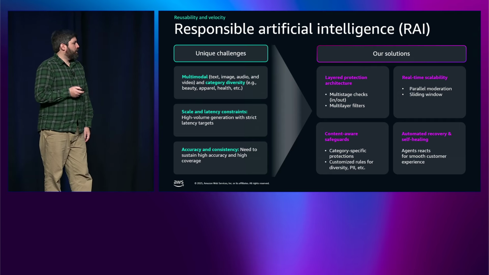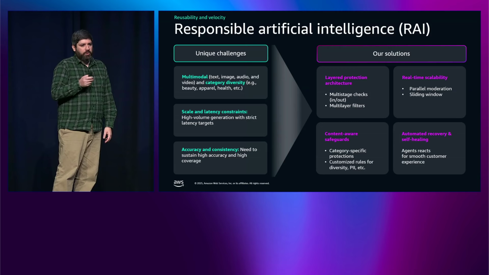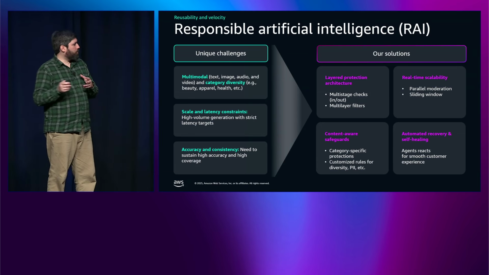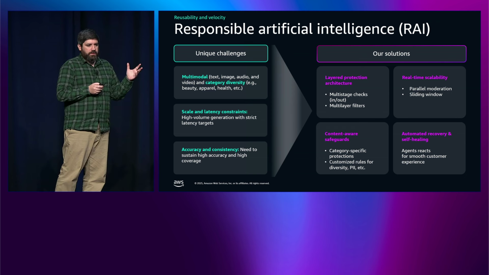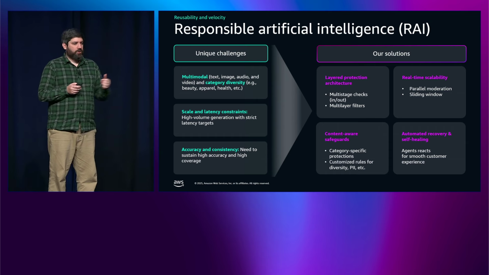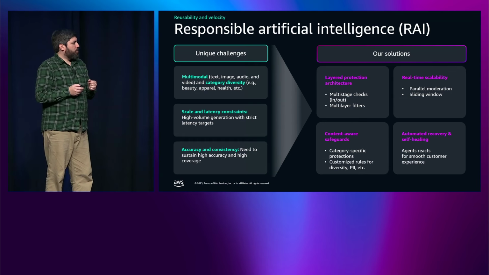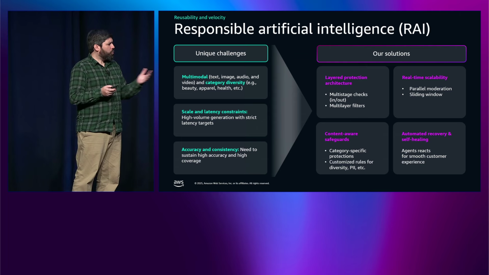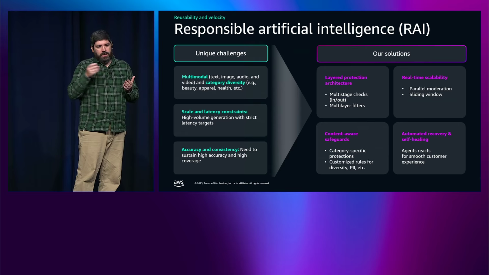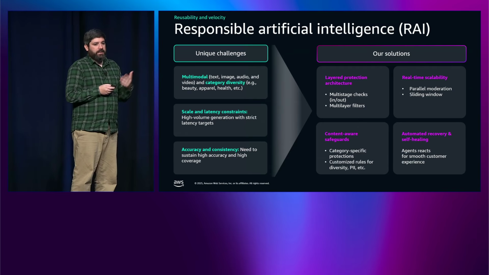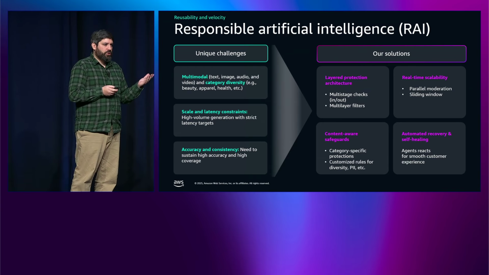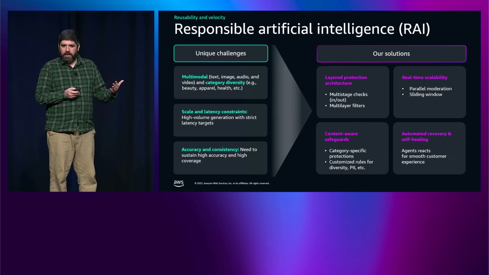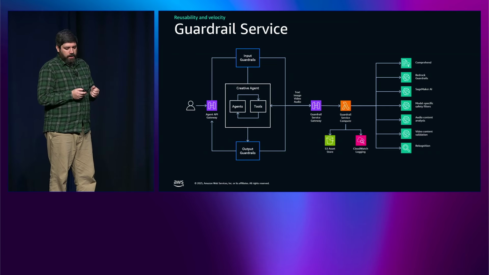We also have content-aware safeguards. So there are category-specific protectors that we invoke when we classify and categorize a prompt or a tool output. And we have customized rules for diversity, PII detection, and so on. We also have automated checks and self-healing. So with this kind of workflow, the cool part is that when something fails, if you pass back the output of the guardrail, then the agent can take another path in this conversation or try a different approach. So the conversation never stops, and we can always guarantee an output for our advertiser.